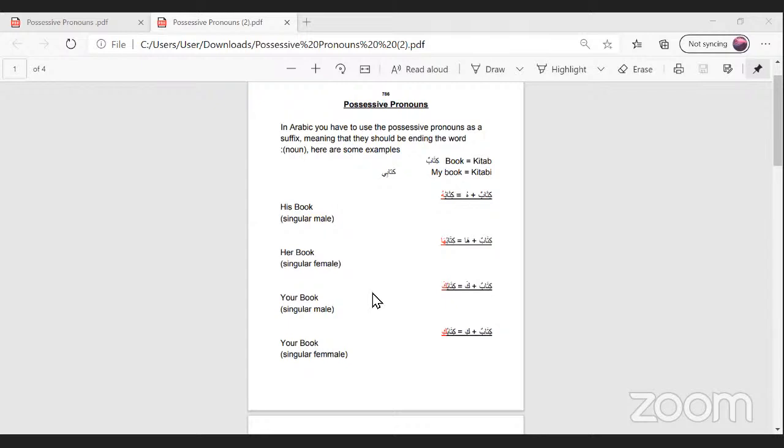Okay, Sister Samina, I'm going to give you the word. Not ismun, but hal. Hal means state or well-being: his state, her state, your state, and so forth. Haluhu, haluha, haluka, haluki, haluna, hali.